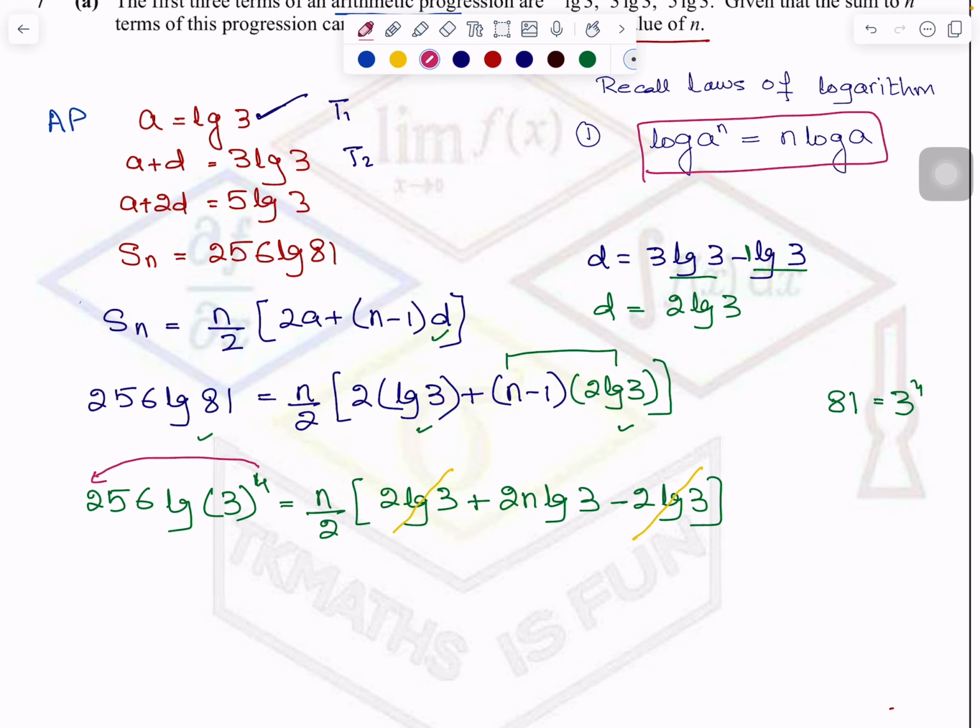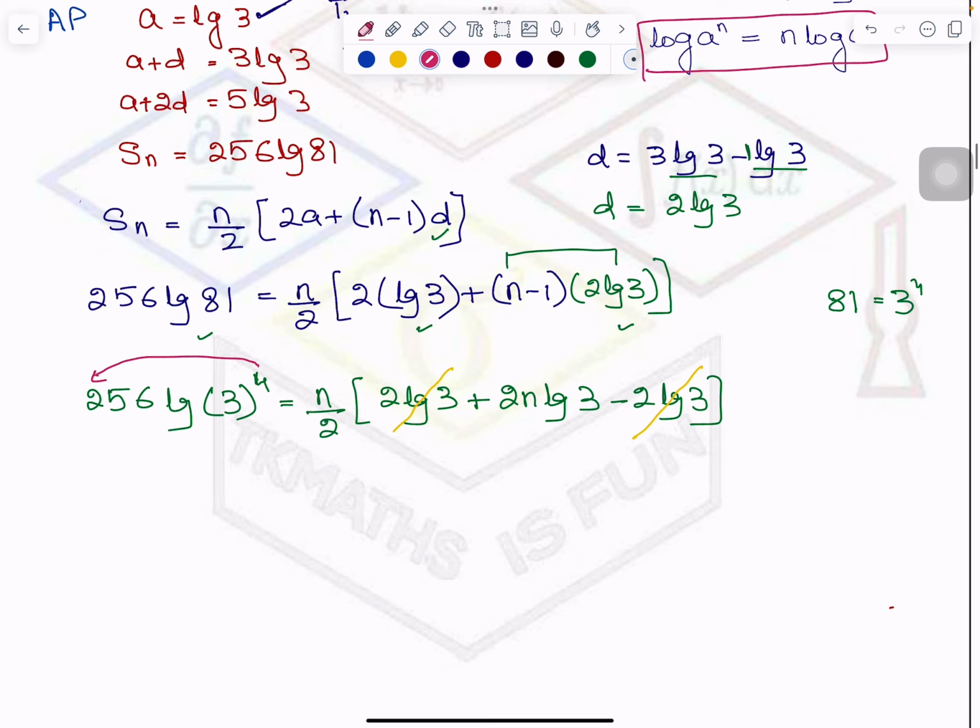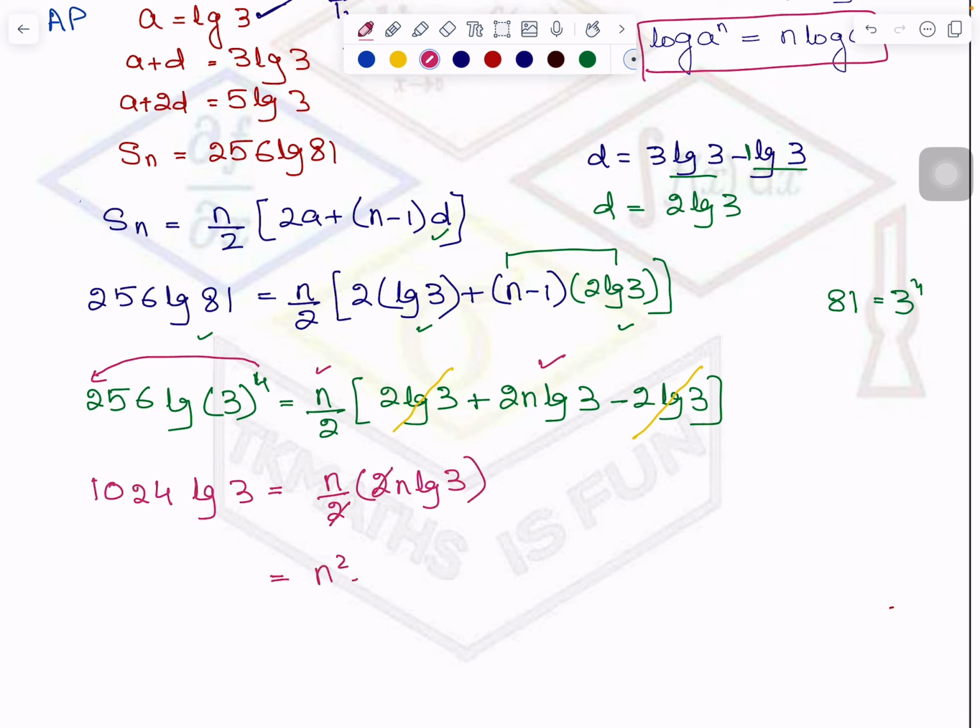So 256 times 4 is what? Now you need to pick up the calculator. I don't know by heart as well. So anyway, 1024. 256 times 4 is 1024. Lg3 is equal to, now I am multiplying this term by n over 2. So it is n over 2 times 2n Lg3. Now what will happen? This 2 will cancel out. Agreed? So you have n square Lg3.